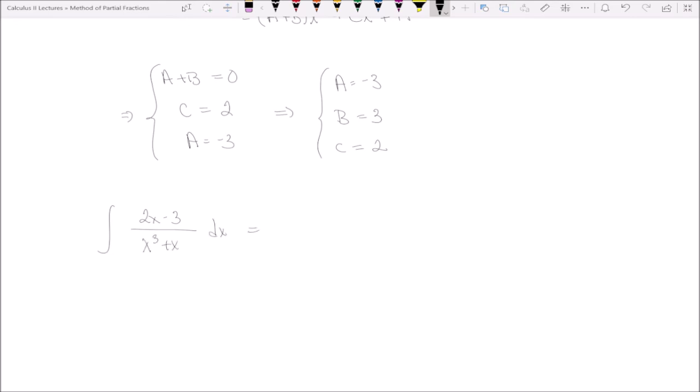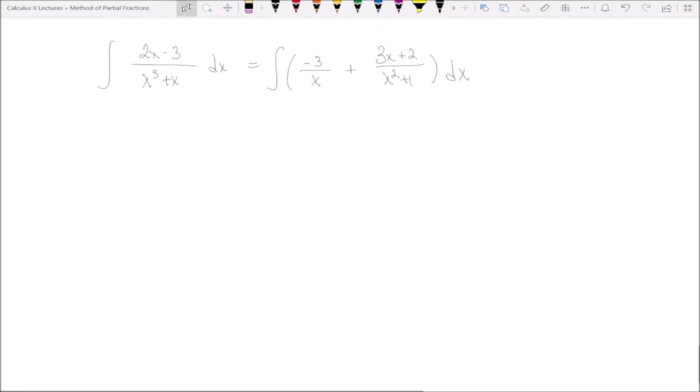So we rewrite the antiderivative. Now the antiderivative is negative 3 over x, plus, then we have this, 3x plus 2 over x squared plus 1. Now what we're going to do is actually write this as 3 fractions. So we get negative 3 over x, then plus 3x over x squared plus 1, then plus 2 over x squared plus 1.